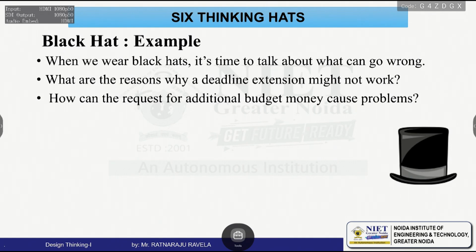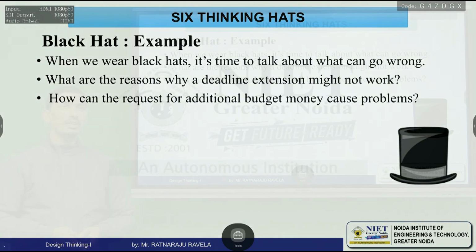So in this example, when we wear the black hat, it's time to talk about what can go wrong, what are the reasons why a deadline extension might not work, how can the request for the additional budget money cause a problem. So these are the potential things that we will discuss and think about while we are wearing this particular hat.